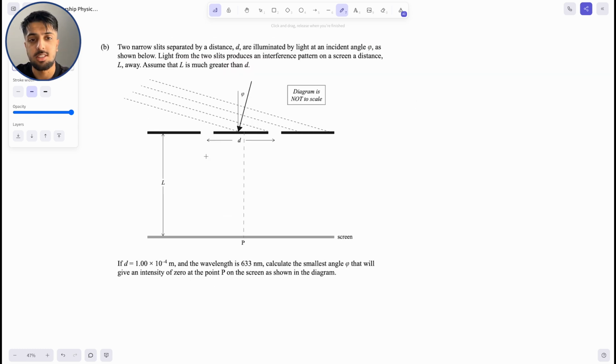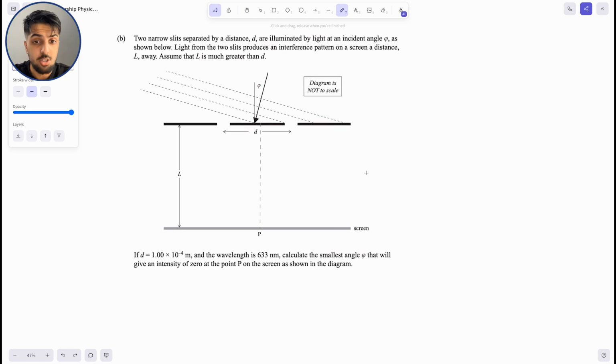And the path difference must be constant because, again, we're not dealing with two separate light sources. Two narrow slits separated at a distance d are illuminated by a light at an incident angle of phi. Light from the two slits produce an interference pattern on the screen at a distance L away. Assume that L is much greater than d. If d is equal to 1 times 10 to the negative 4 meters, and the wavelength is 633 nanometers, calculate the smallest angle that will give you an intensity of 0 at point P on the screen, as shown in the diagram.